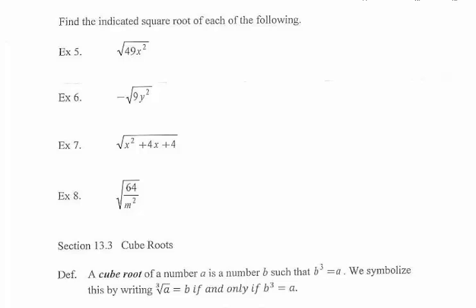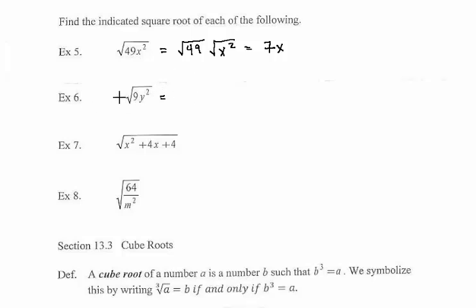Down below we have some square root terms that we want to simplify. Again, we're only considering variables that represent non-negative numbers, so we don't have to worry about absolute value bars. Example 5, we could write this as the square root of 49 times the square root of x squared, and think about each part separately. But in the end, what we get is a 7 and an x.